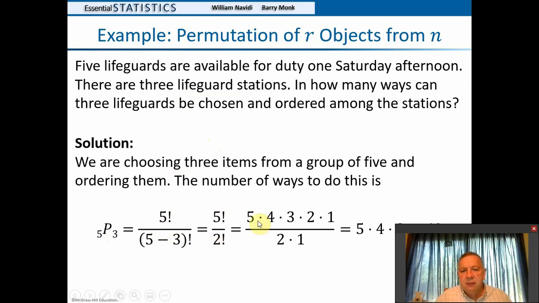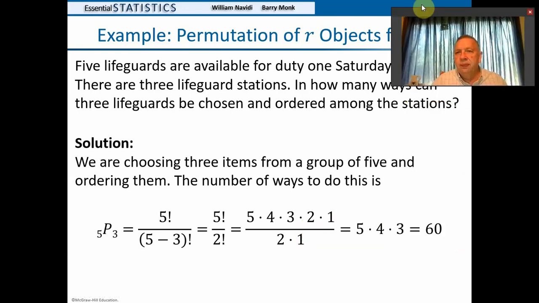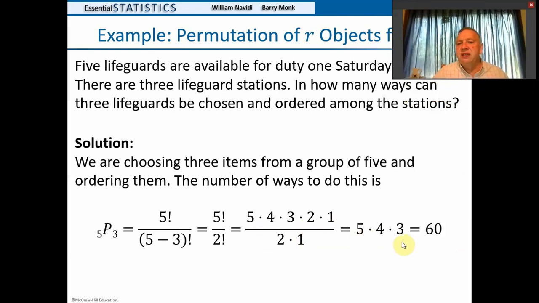And here, if I expand this, 5, 4, 3, 2, 1, you see that 2 times 1 is the 2 factorial. So all of those will be canceled out. And we just have 5 times 4 times 3 left up here to calculate, and that gives us 60.